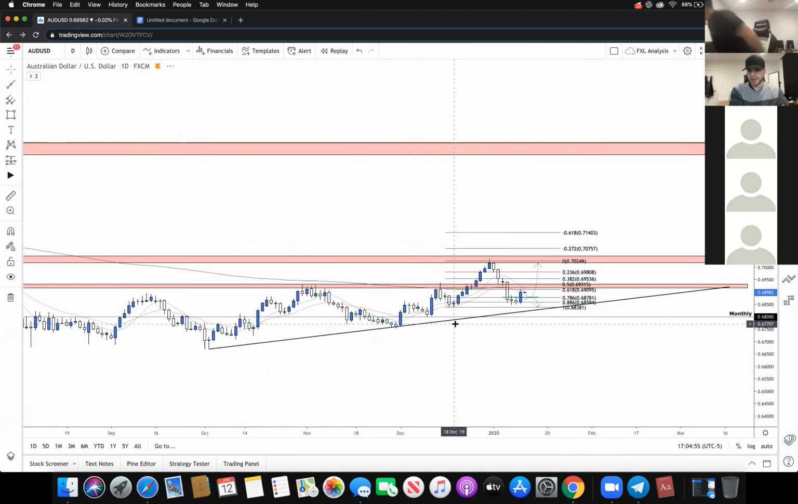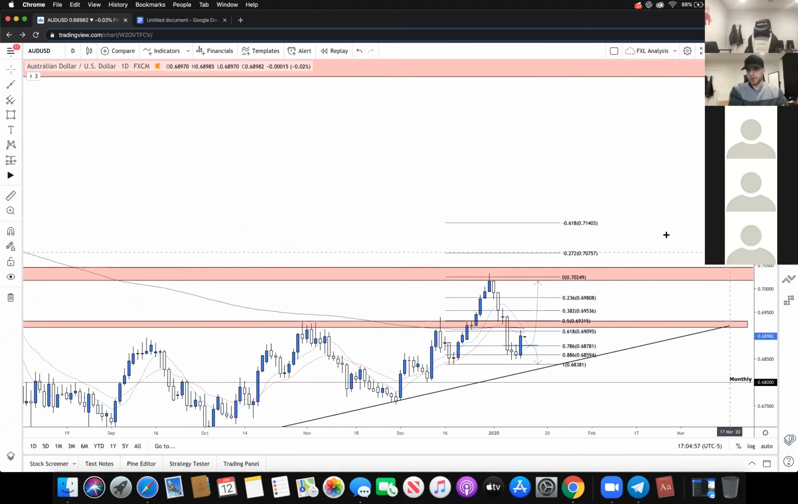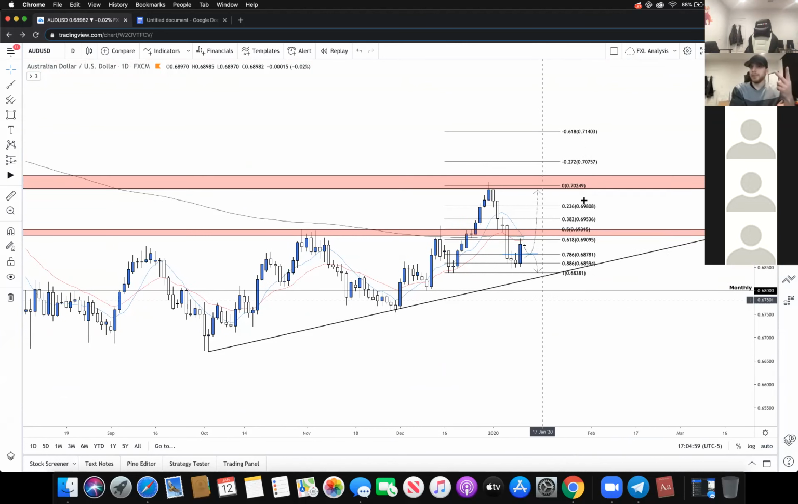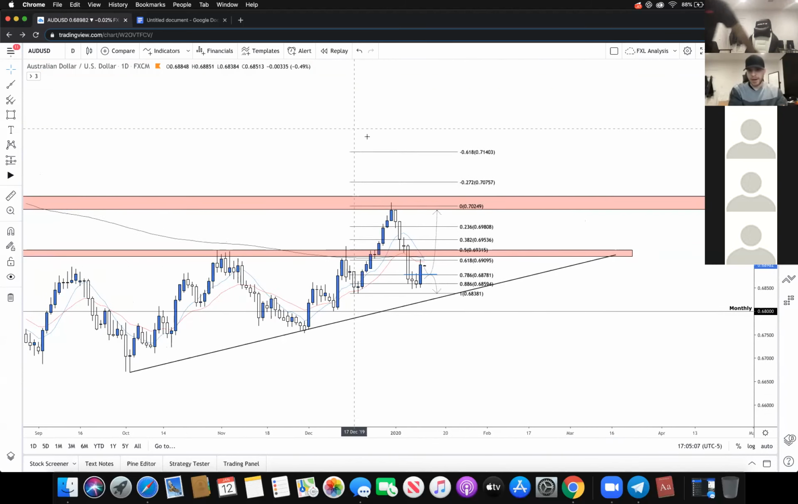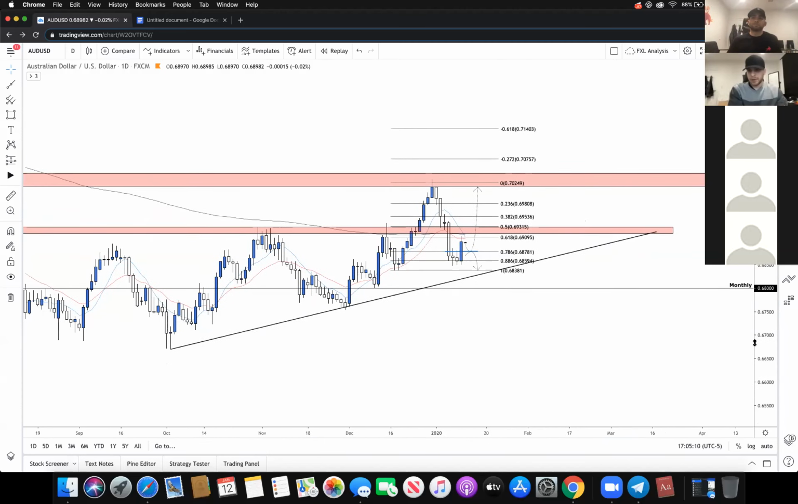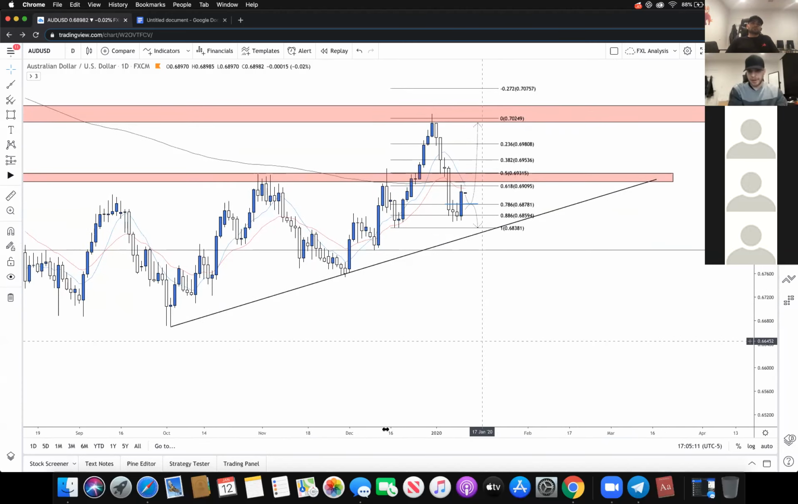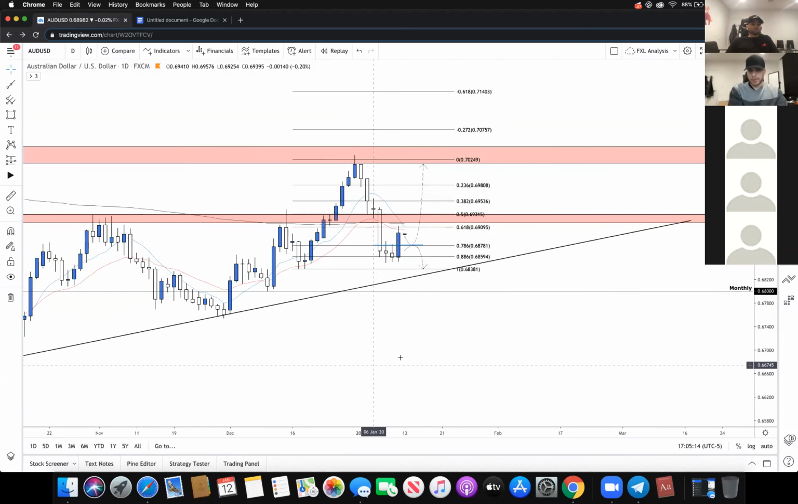So let's drop to the daily. Just to reiterate, monthly and weekly are bearish, but we can see here that the daily trend is bullish. So it's been bullish all the way since October 2019. And we keep getting these higher highs and higher lows and so on. And it looks to me that we're getting a bit of a higher low now. So it does look confirmed.